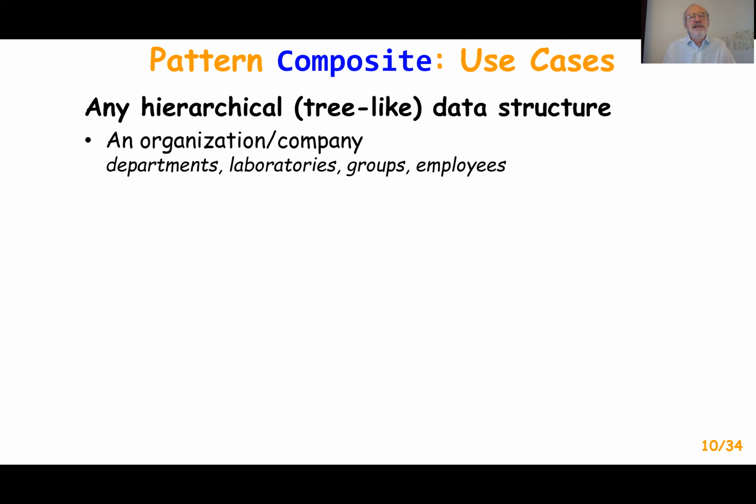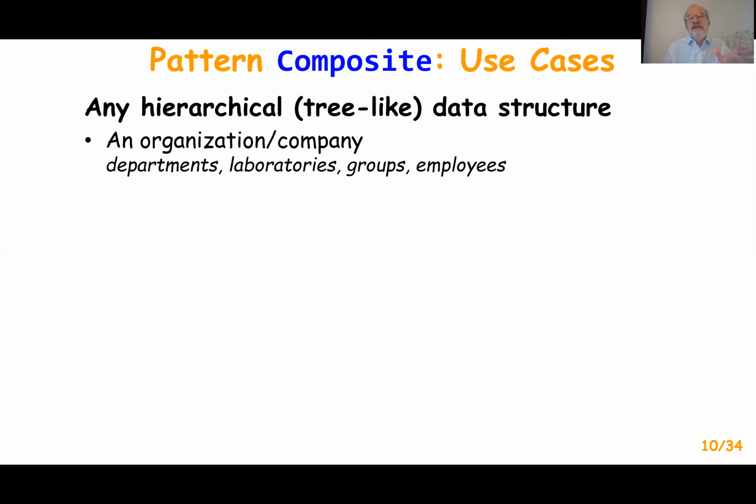Each company, each organization has some number of departments. You can think about a polytechnic university as an example. Departments are divided into laboratories, into groups. And finally, there are terminal objects in any company that are employees or collaborators. And the structure of any organization is very adequately represented as a tree-like structure.